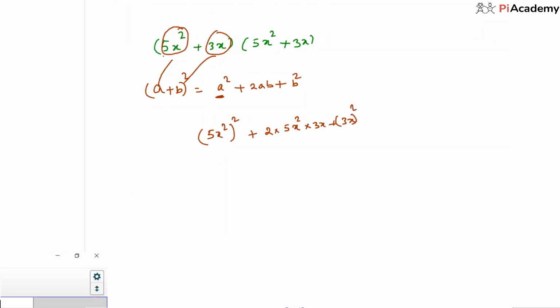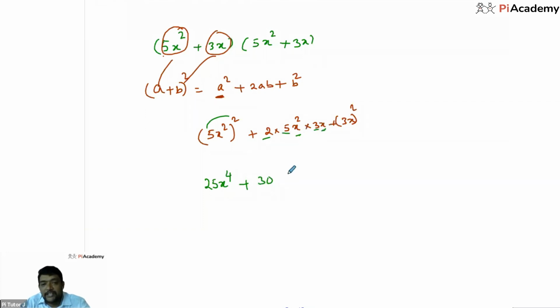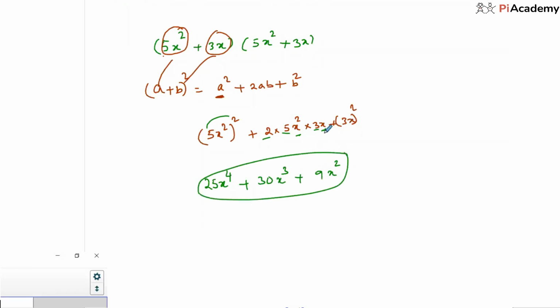Now (5x square) whole square is 5 square, which is 25. (x square) whole square is x to the power of 4, using the laws of indices. Plus, you look here, 2 times 5 times 3 is 30. 2 times 5 is 10, 10 times 3 is 30. x square times x is x cube. And (3x) whole square is 9x square. Okay, that's your answer.